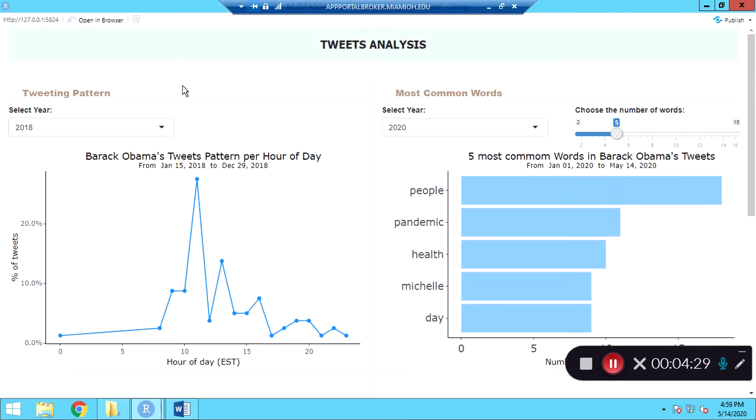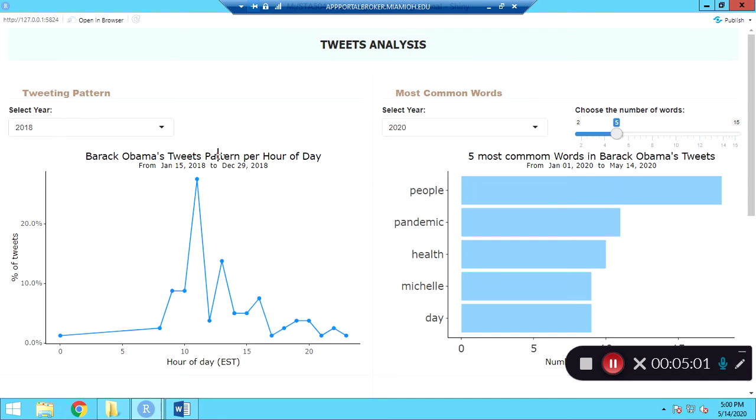Now, what is the story behind all these visualizations? Let's begin with the tweeting pattern for Barack Obama. As we can see, the information here is the tweets from November 11, 2014 to May 13, 2020, for the former president of the United States, Barack Obama.